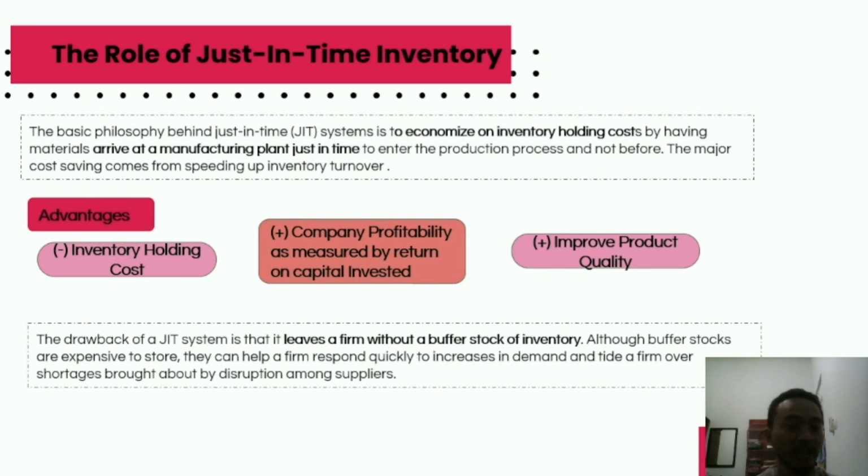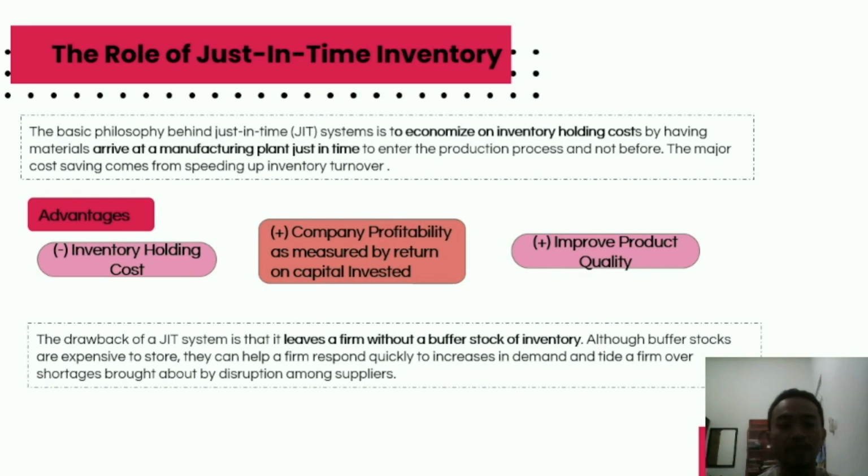There are three advantages when we are implementing just-in-time inventory. The first one, it will reduce inventory holding costs, such as warehousing and storage costs. So it means the company can reduce the amount of working capital it needs to finance inventory, freeing capital for other uses, and lowering the total capital requirements of the enterprise.